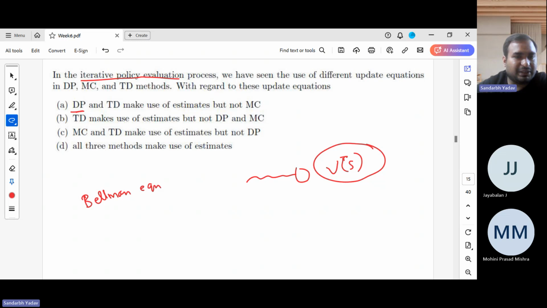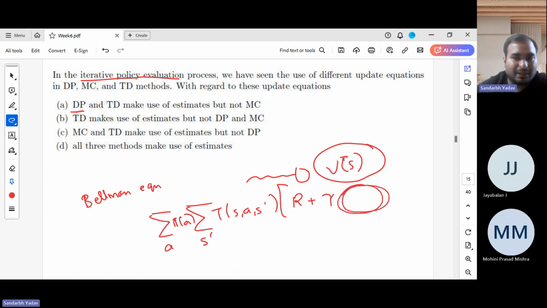In the Bellman equation, either way, we were summing over all the transition next states, and if the policy was stochastic, then we were summing over all actions also. There was this pi(a), and there was this transition probability, and then there was this step reward plus gamma times the estimate V pi of the next state. So in dynamic programming methods, we were using the estimates.